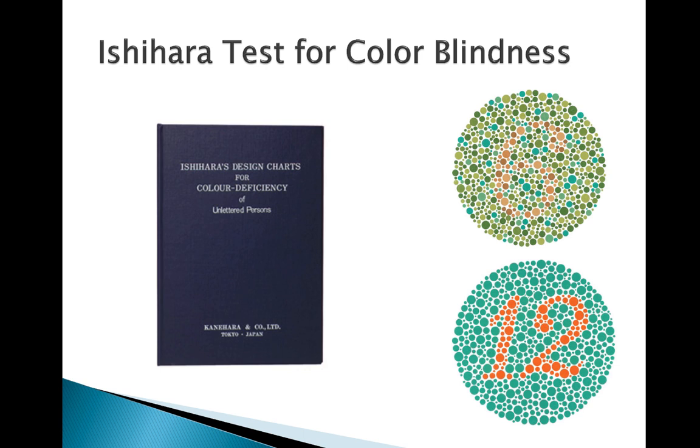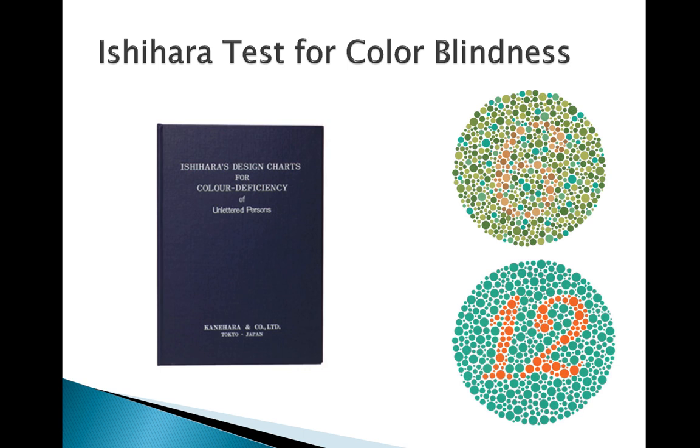Ishihara test is for color blindness. This is typically seen in occupational medicine clinics where people are trying to get jobs as firefighters, police officers, pilots, because you have to be able to see different colors of lights and things like that. So with the Ishihara test, we would ask, what number do you see in the top? And if the person has red color blindness, they're not going to be able to see that that's a 6. Or in the bottom, you say, what number do you see? That's a 12. So Ishihara test is for color blindness.